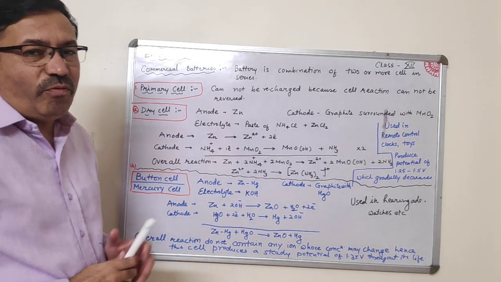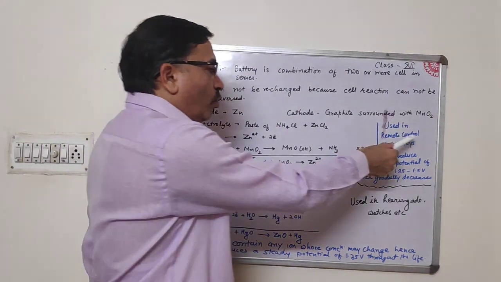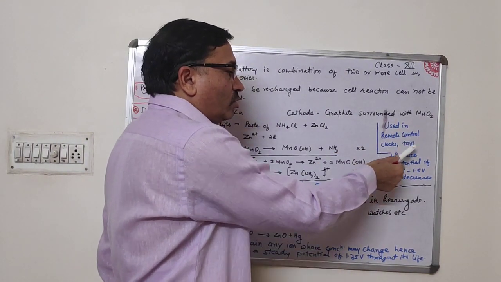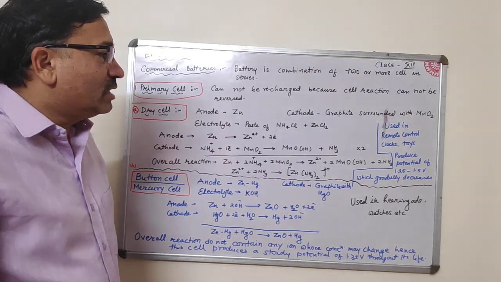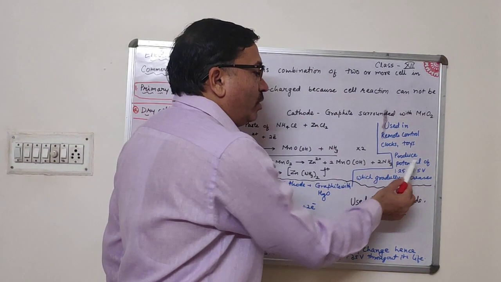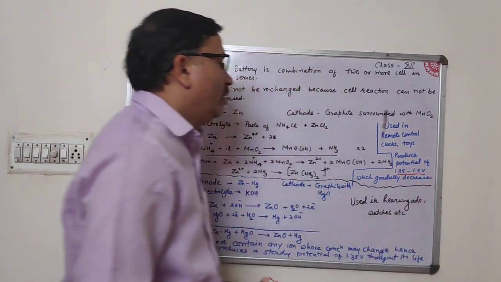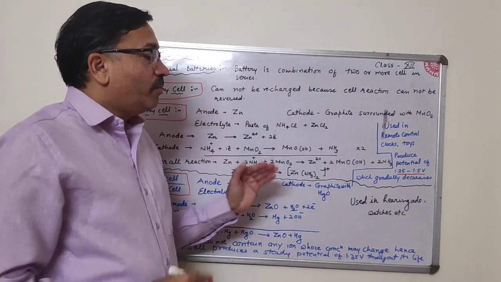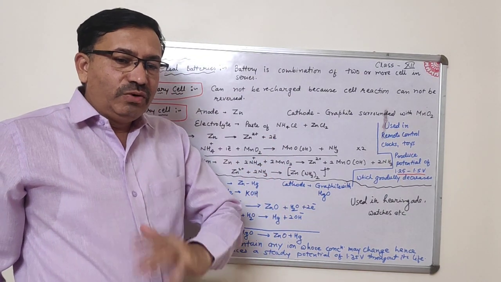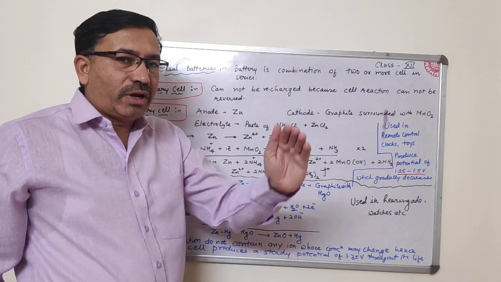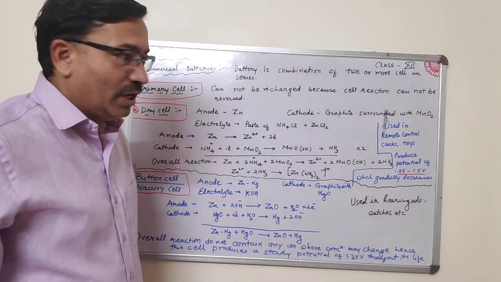The dry cell is often used in our houses in remote controls, wall clocks, toys, etc. It produces a potential of 1.25 volt to 1.5 volt, and this potential gradually decreases as the reactants are used in the reaction, and it cannot be recharged.